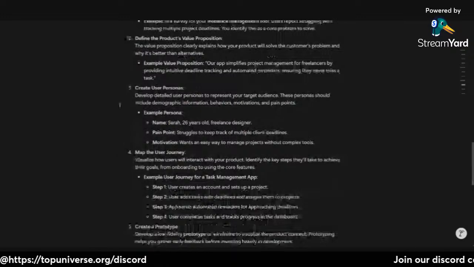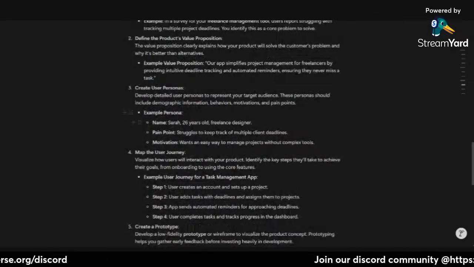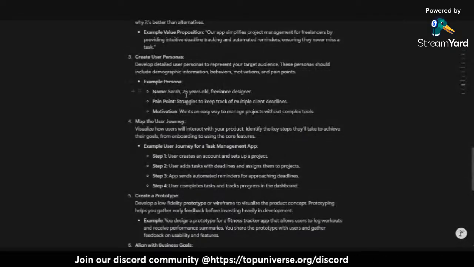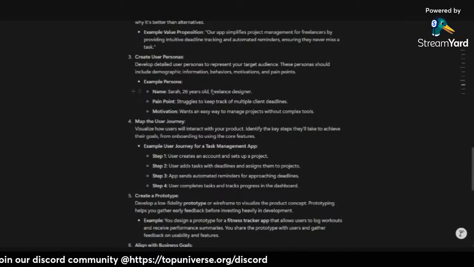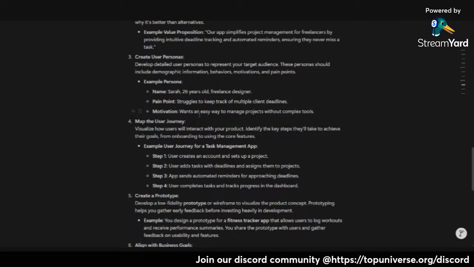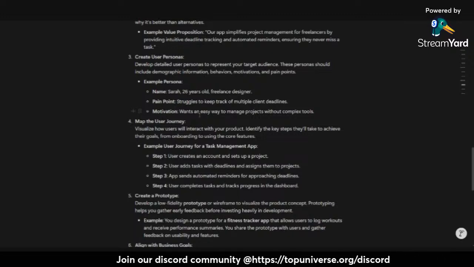Here are some example personas that we've mapped out for you in the material, so you can take a look at it. You have the name, you have the pain point. We have Sarah, who is 26 years old, a freelance designer. The pain point states that she struggles to keep track of multiple client deadlines, and the motivation states that Sarah wants an easy way to manage projects without complex tools.